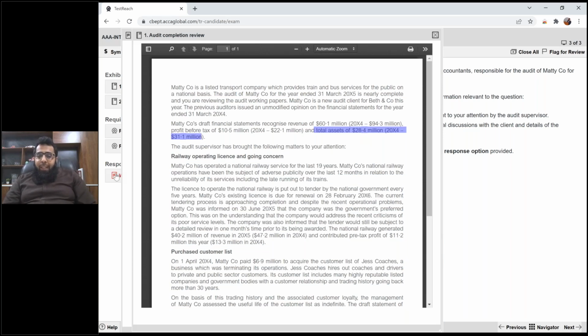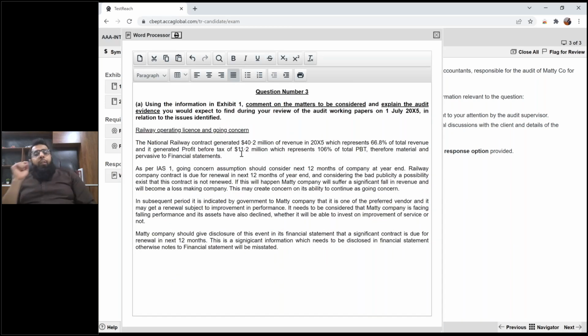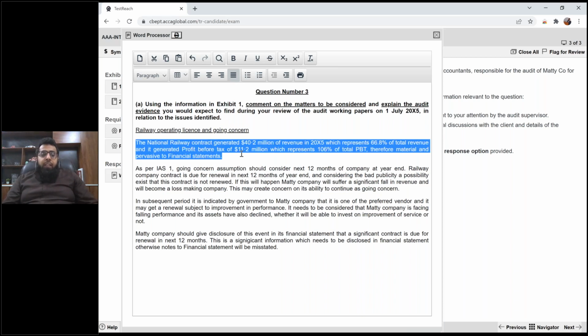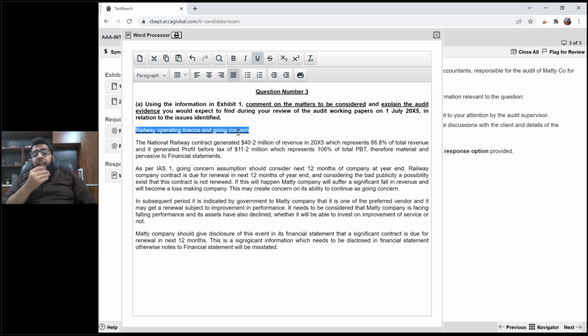Okay, so coming back to the question, I always say to my students the importance of the approach, the importance of the marking scheme, you need to remember. You see that, okay, it's a matter to consider and audit evidence requirement. You will start developing small, small matters you will consider. We considered materiality. Then we considered the going concern matter. One of the primary reasons my mind went to going concern was also because the requirement also referred to railway operating license and going concern.